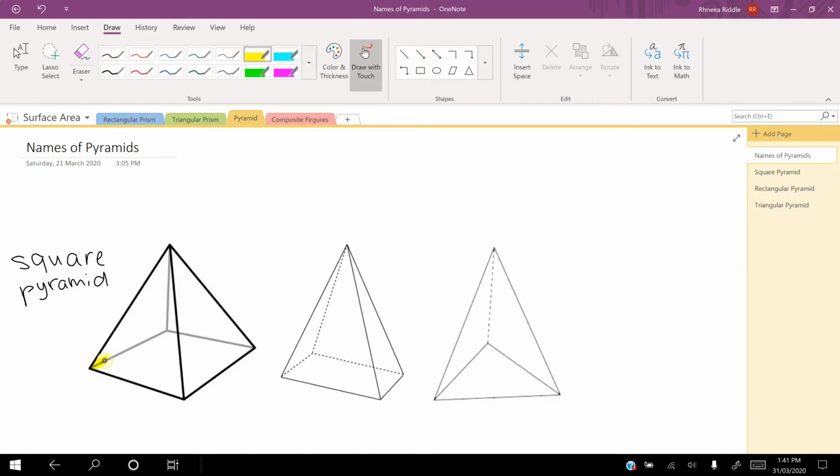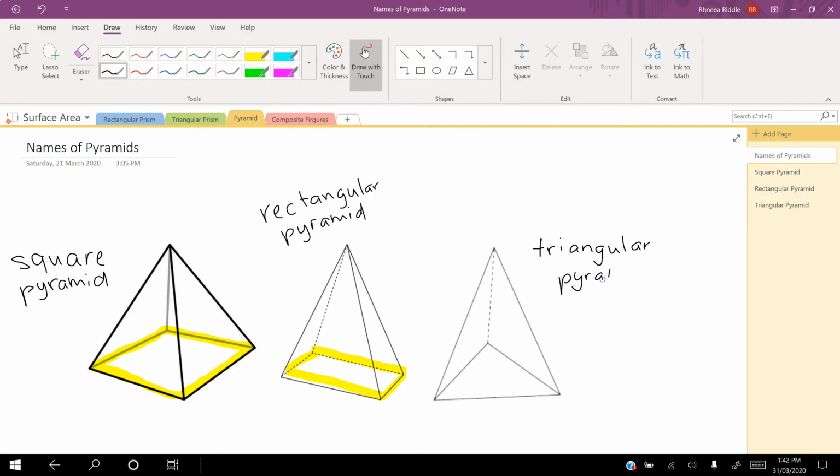Because of the square base that it has right down here. Our next one is called a rectangular pyramid, because of the rectangular base that it has. And our last one is a triangular pyramid, and that is because the base of this pyramid has a triangle at the bottom.